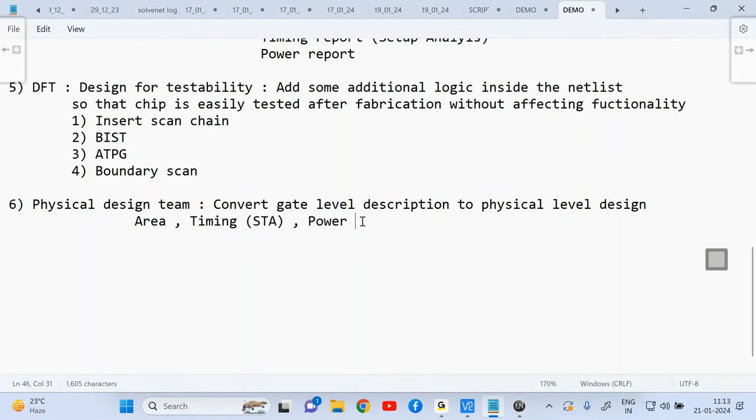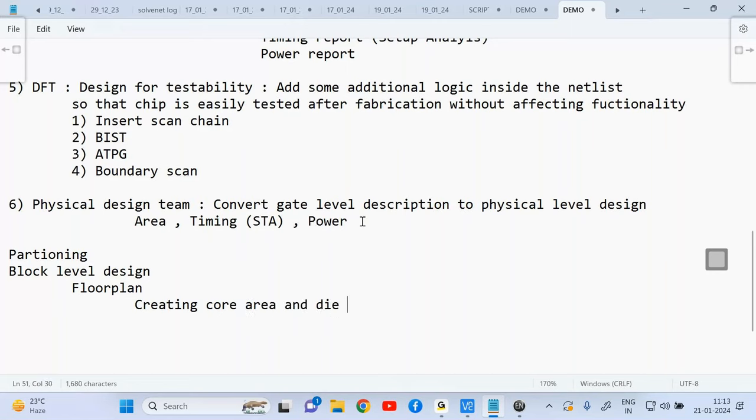Okay, so I told you, right, what is physical design? See, physical design mainly starts with partitioning, right? Block level design. In the block level design, we have floor plan. In floor plan, we do creating core area and die area, port placement, macro placement, and power planning.